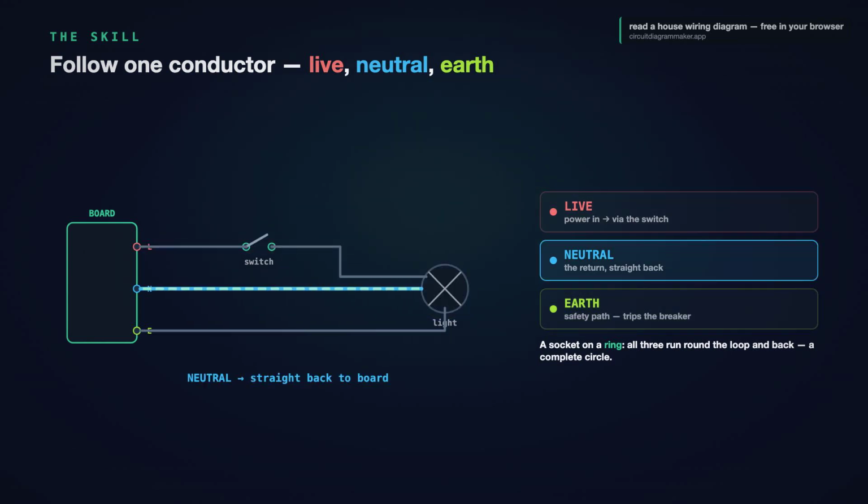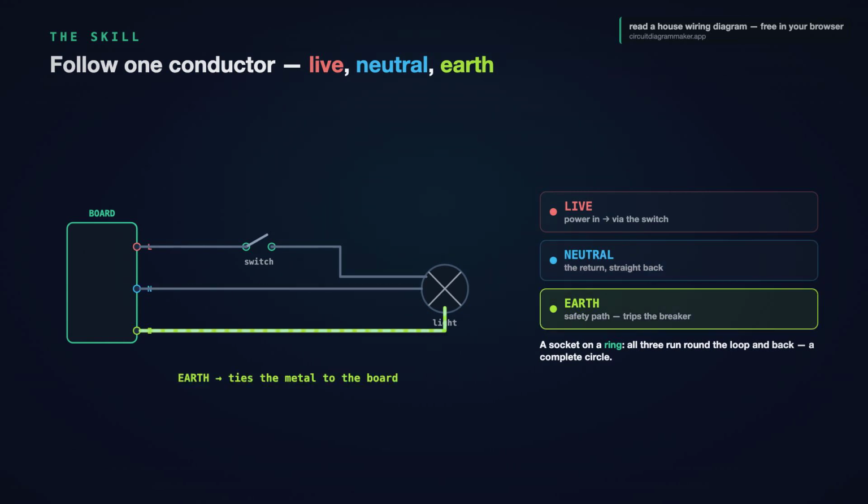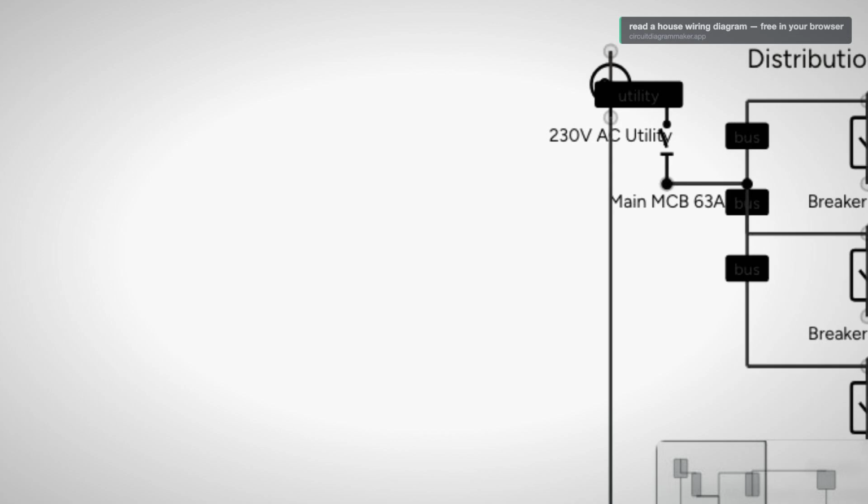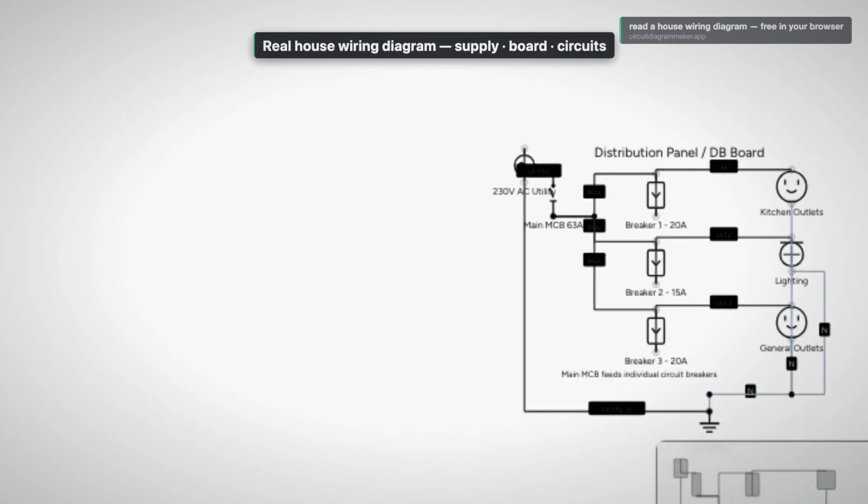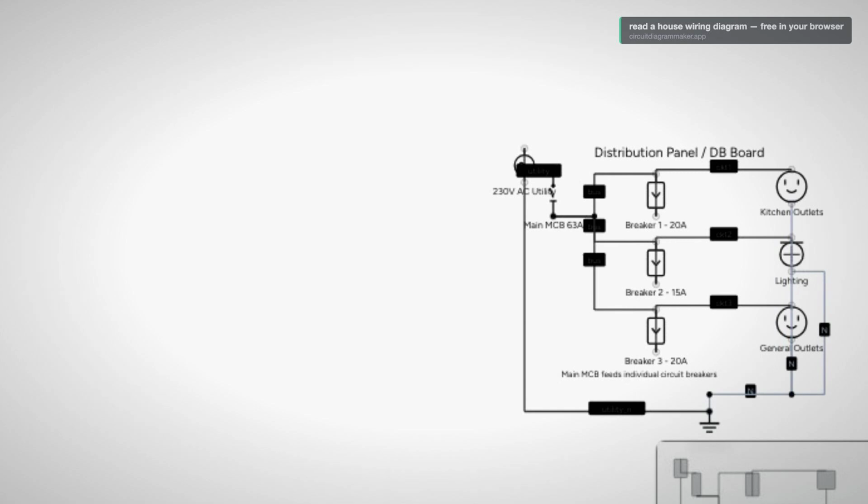Here is a real house wiring diagram, open straight in the editor. Watch the method work. Top left, the 230-volt utility supply, into the main MCB. Then the distribution board, splitting into breaker 1, breaker 2, breaker 3. And off each one a circuit, the kitchen outlets, the lighting, the general outlets. Everything tied back to the earth bus along the bottom. Supply, board, circuits, earth. Exactly the order we practiced.